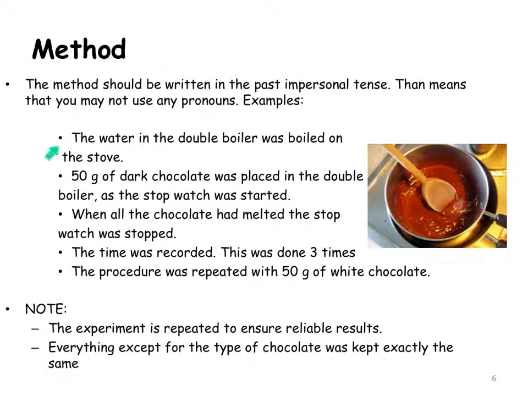You then describe your method. Remember that your method must be written in the past impersonal tense. You've already done the experiment, so it's in the past. Impersonal means we don't care about you, we care about the experiment. So the water in the double boiler was boiled on the stove, etc. Note, you must repeat your experiment at least 3 times to ensure that your results are reliable. Everything except the type of chocolate was kept exactly the same.